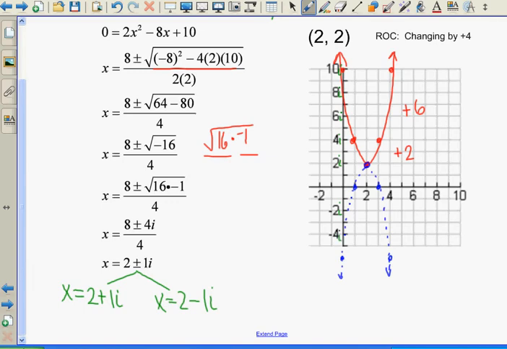And let's plot those two intercepts. 2 plus 1i means go over 2 and up 1.